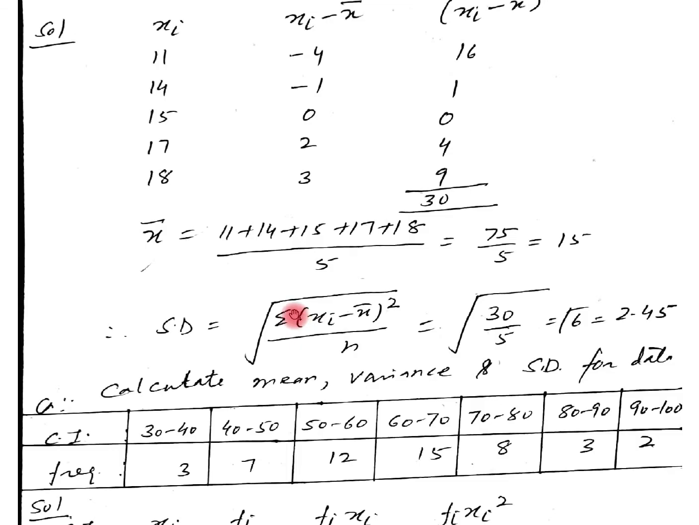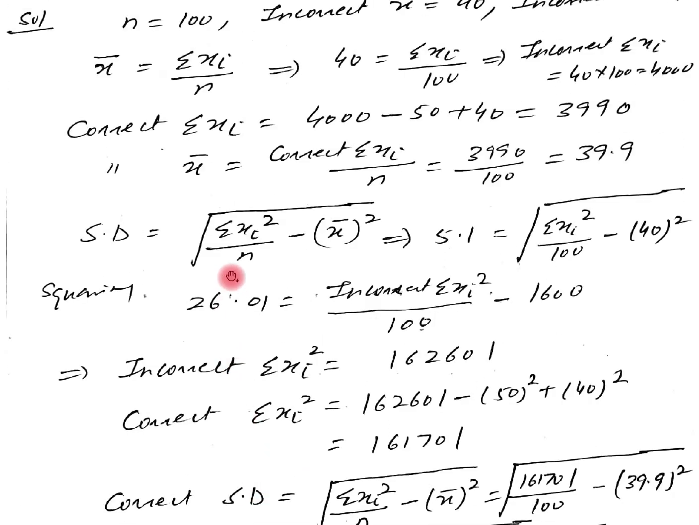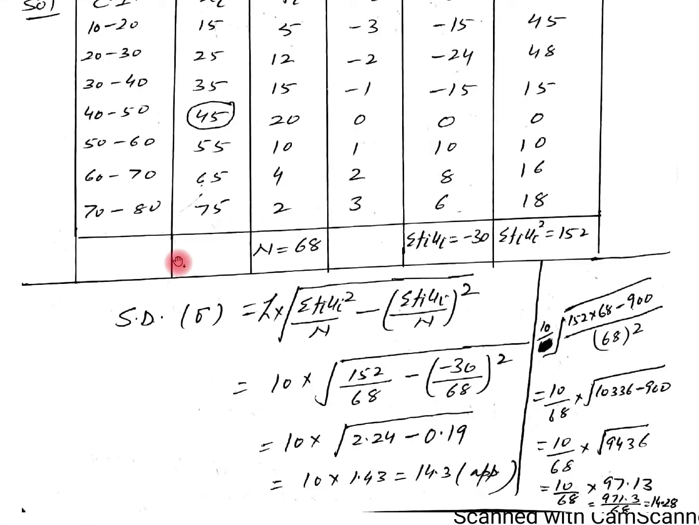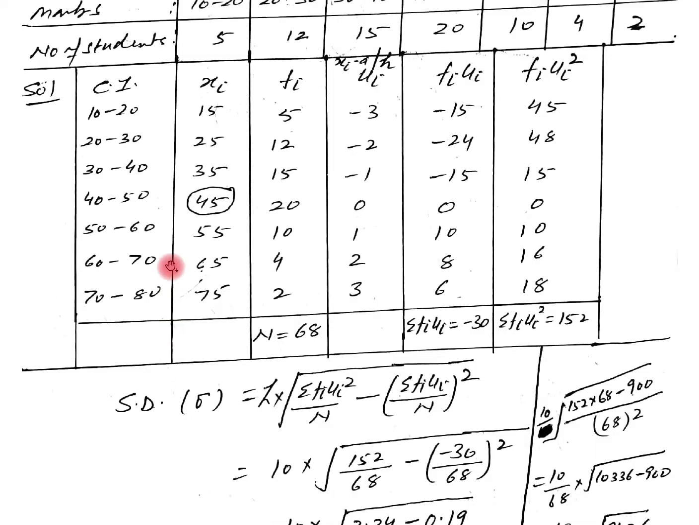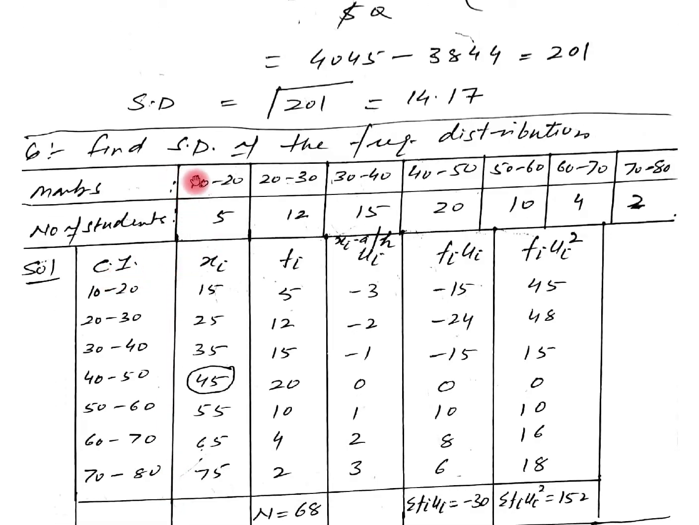Just see the numbering and then see. Now come to page number 3. The next question is to find the standard deviation of the frequency distribution of this. Again, class intervals are given, frequencies are given. Now we can find out xi, then put the value of frequency here.